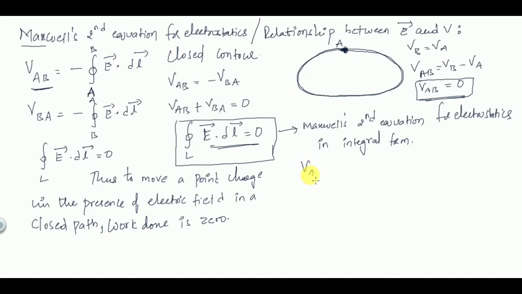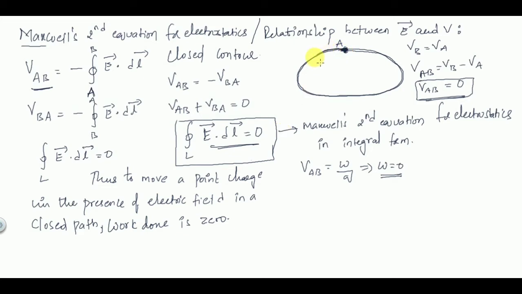So VAB is equal to W by Q, right? So when VAB is equal to 0, W is also equal to 0. So work done is 0. Okay, so work done to move a point charge in the presence of an electric field in a closed path is 0, because you are not moving anything, right?